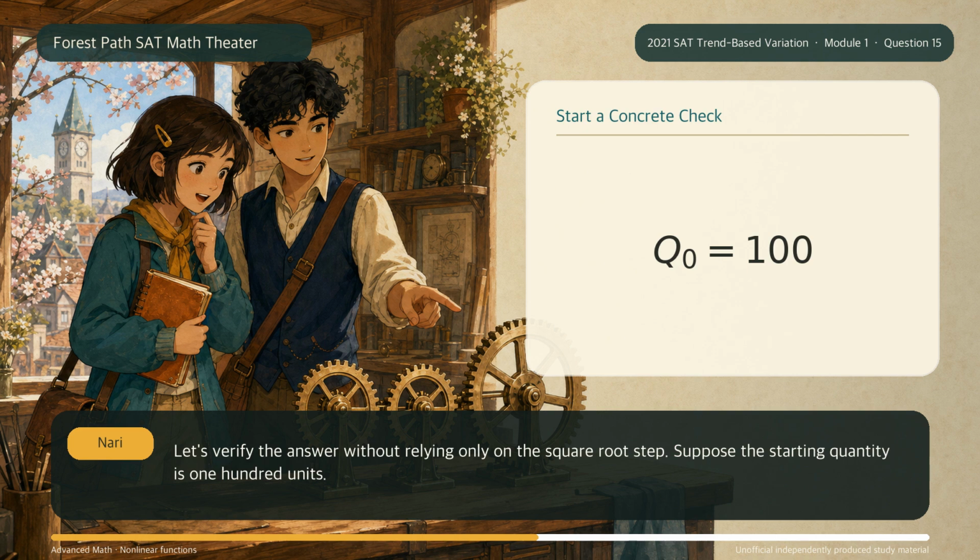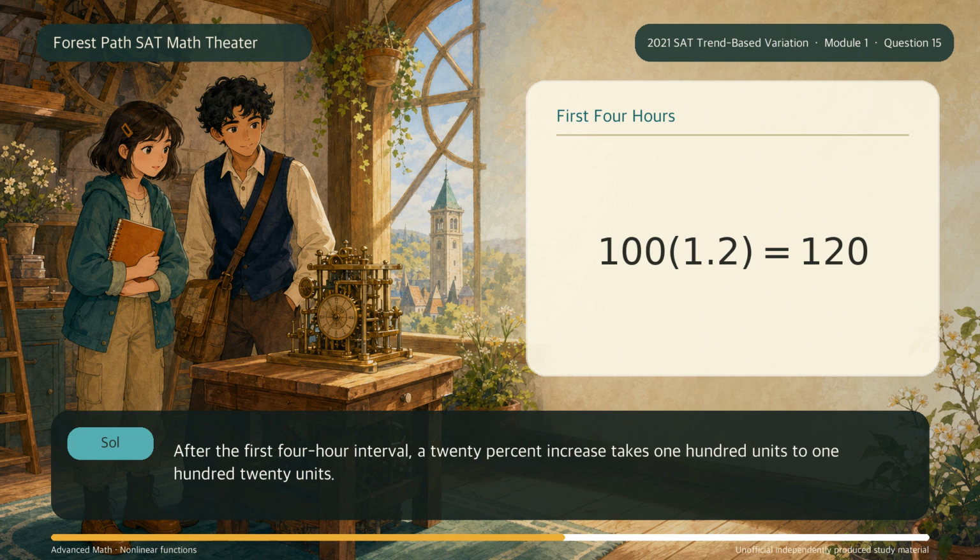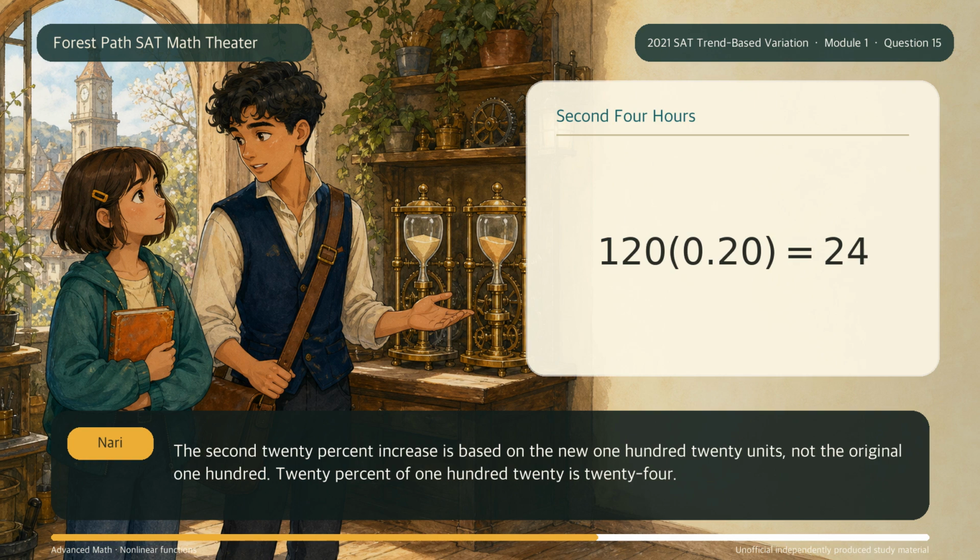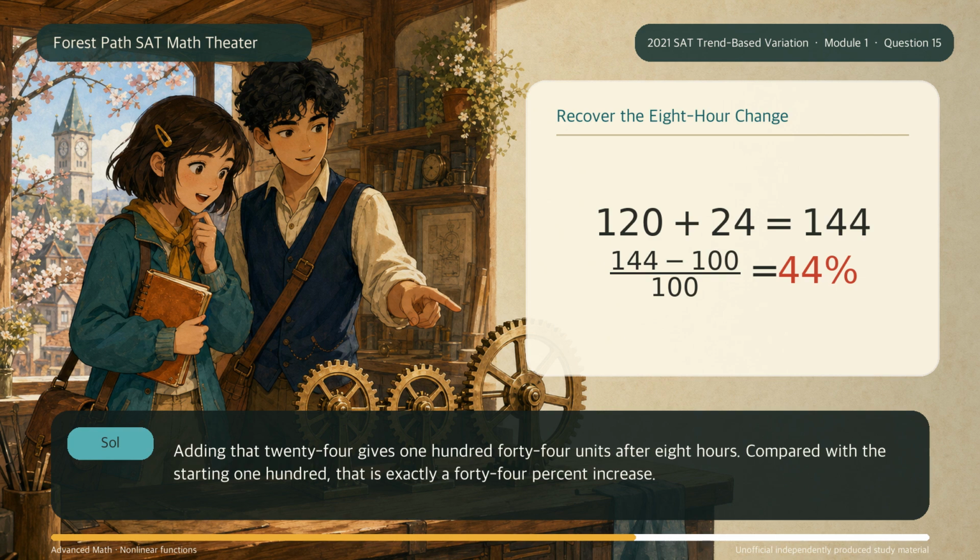Let's verify the answer without relying only on the square root step. Suppose the starting quantity is 100 units. After the first 4-hour interval, a 20% increase takes 100 units to 120 units. The second 20% increase is based on the new 120 units, not the original 100. 20% of 120 is 24. Adding that 24 gives 144 units after 8 hours. Compared with the starting 100, that is exactly a 44% increase.